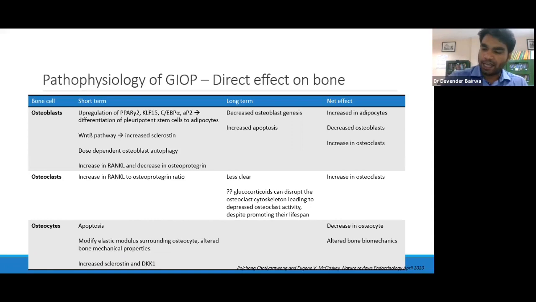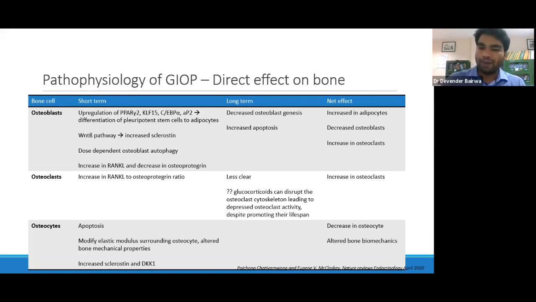Coming to osteocytes, as we know, osteocytes are formed from osteoblasts and they are involved in the mechanosensation of the bone and signaling of the bone loading, and then perception of bone loading and involvement in bone formation. In short term, osteocytes will undergo apoptosis because of steroids. There is a modification of elastic modulus surrounding osteocyte leading to altered bone mechanical properties, and there is increased sclerostin and DKK1. Now remember, we discussed last time, this sclerostin and DKK1, they are inhibitors of the bone forming pathways.